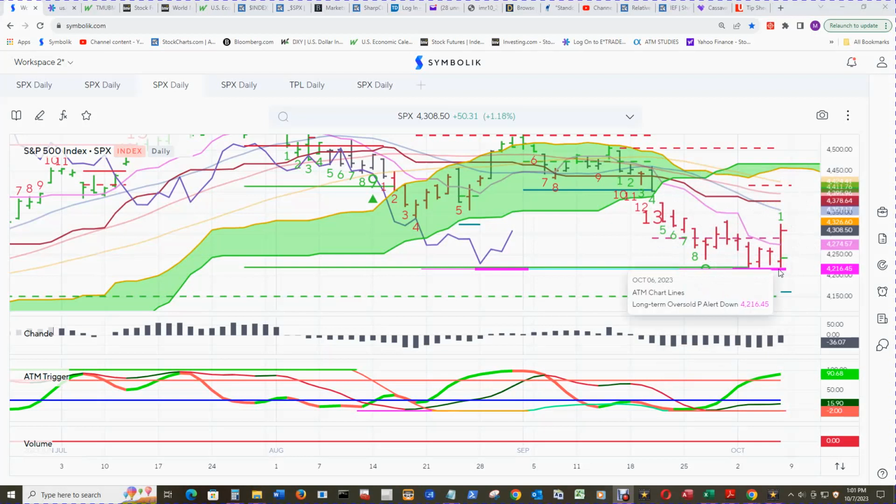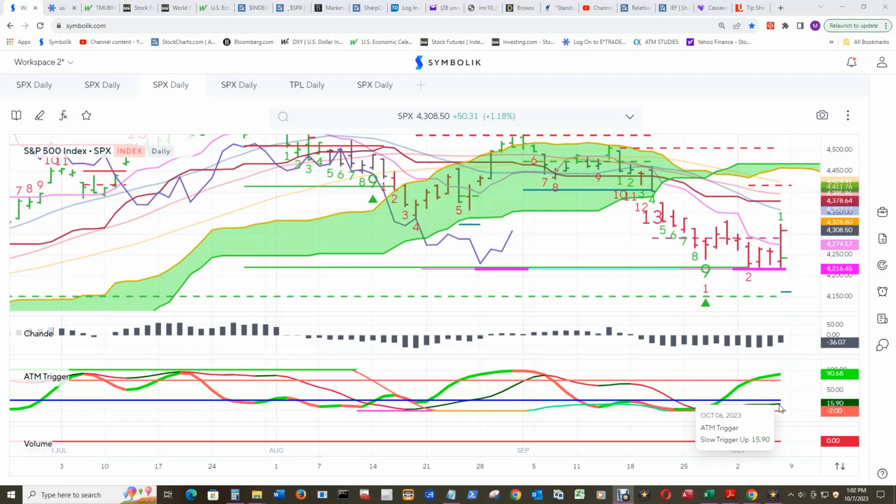And the long-term oversold P alert down printed, and put your contrarian hat on as down means up. You can see over here, this is the pressure down, which is up here, and this is the pressure up, which is down here. So hopefully what this is telling you is that we're going to have upside to get back to the pressure down up here.